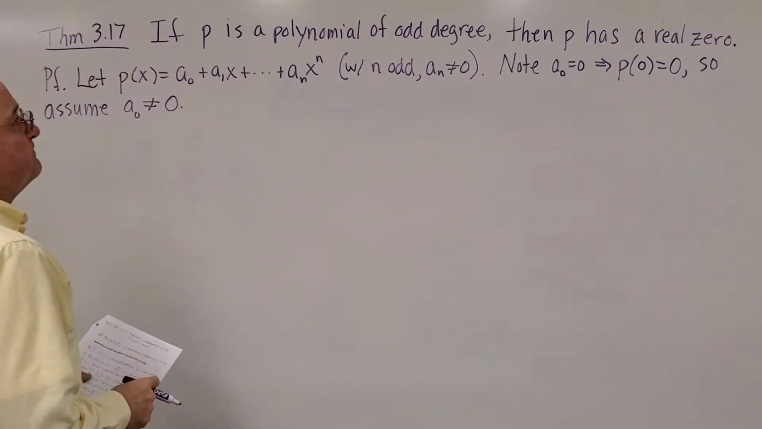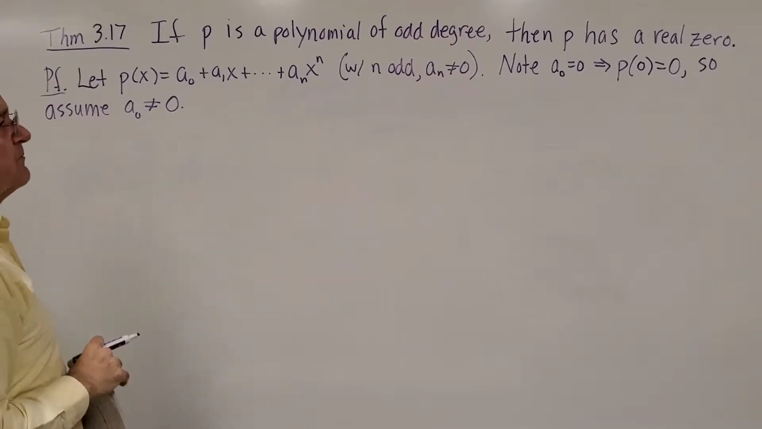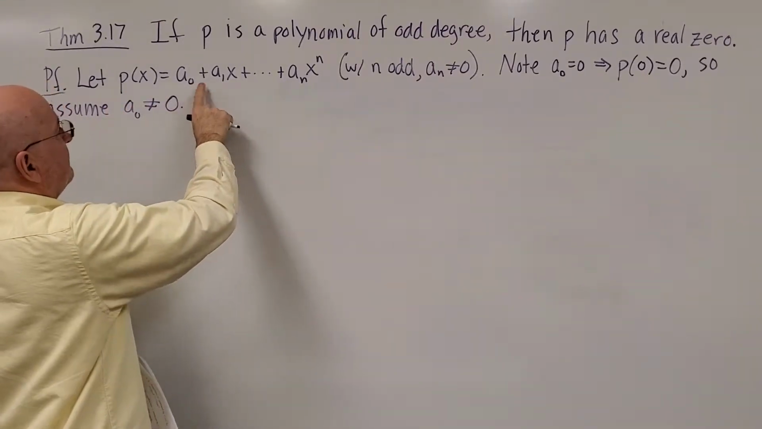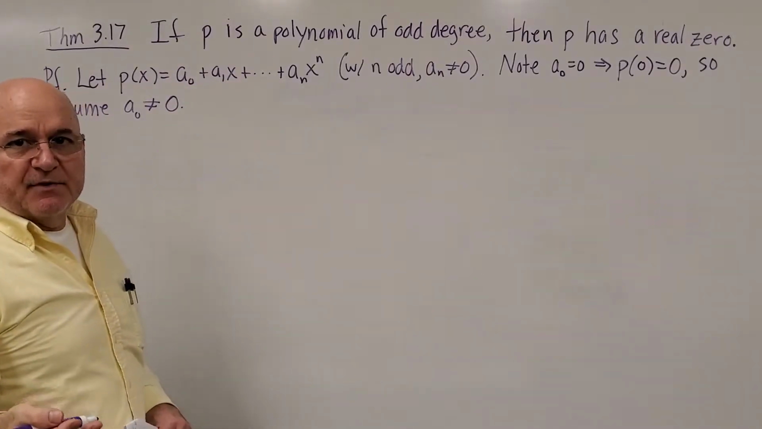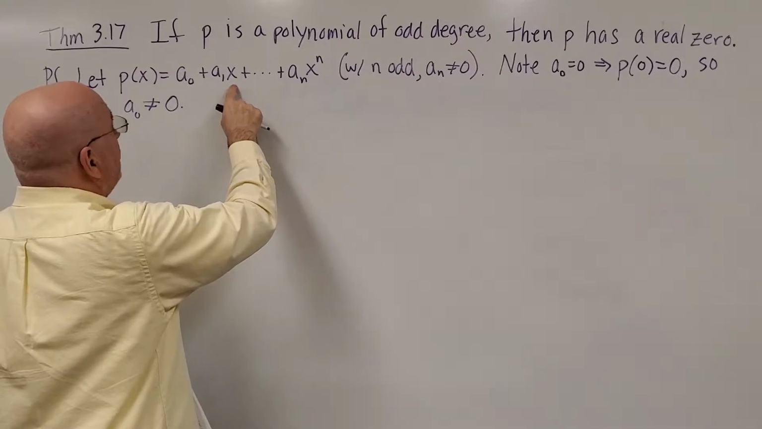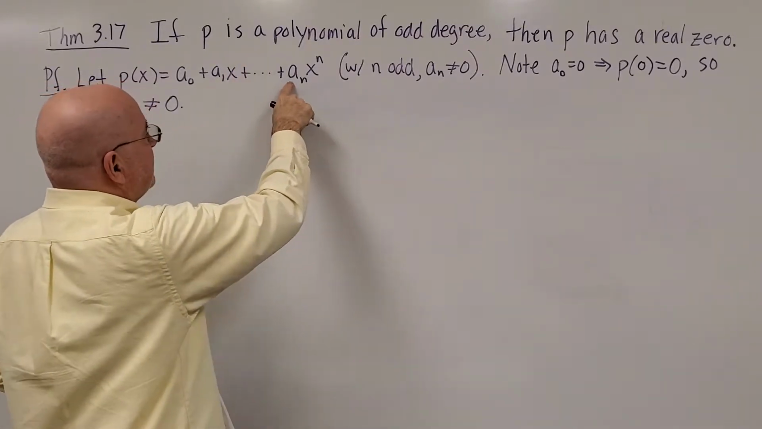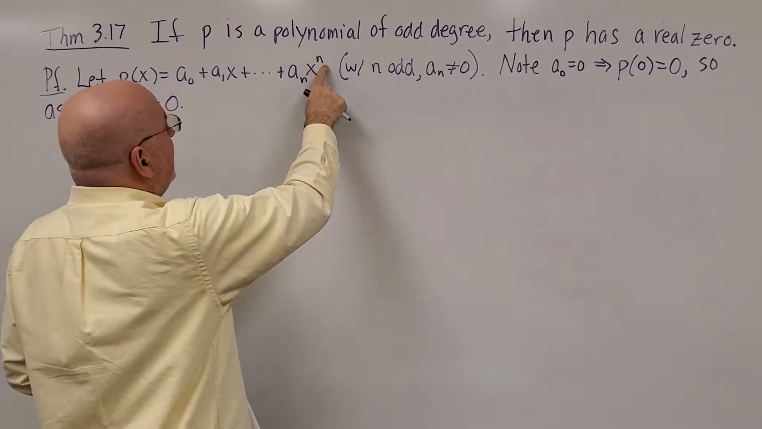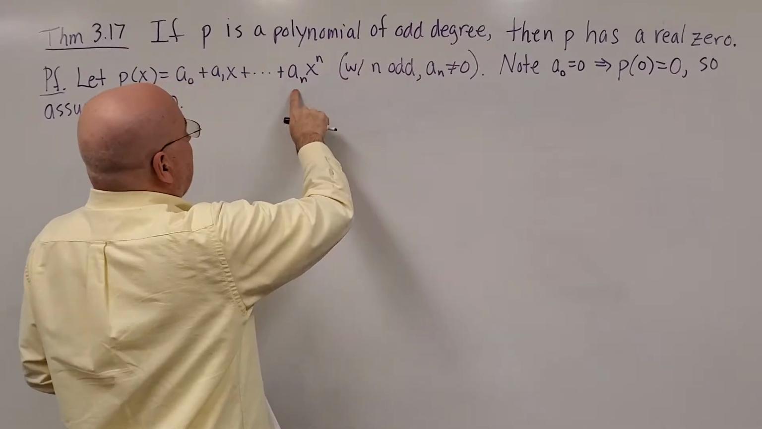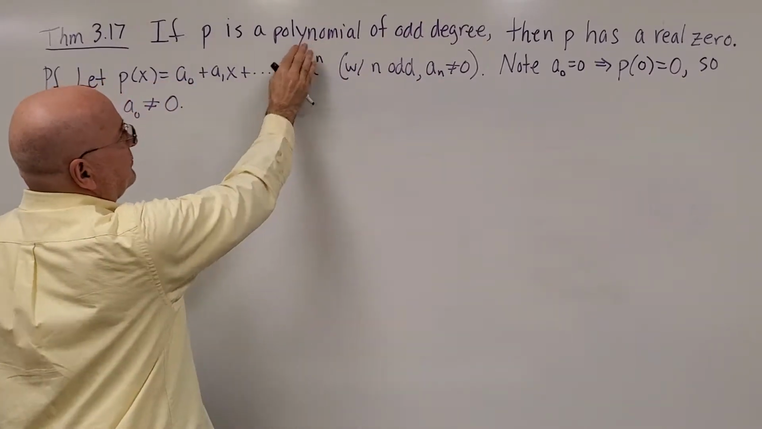Okay, let's prove that. Here's the beginning of the proof. It says, let p of x be a polynomial. All of the a_i's are constants, just real numbers: a0 plus a1 x to the 1 plus a2 x to the 2, all the way up to an x to the n. We want n to be an odd number, and an is not allowed to be 0, because otherwise it wouldn't be a degree n polynomial. This term would go away.